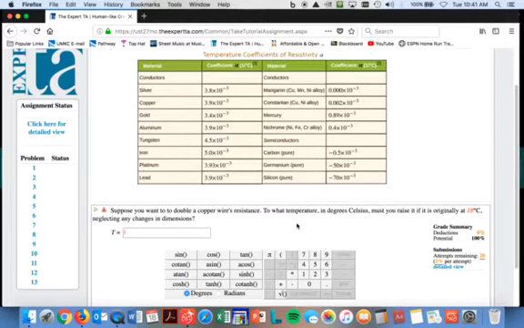Suppose you want to double a copper wire's resistance. To what temperature must you raise it if it is originally at 18 degrees centigrade? Okay, I want to double its resistance. I probably should have looked this up before I started. Anyway, here's the deal. I'm going to stop here and look this up. Well, it's something like this.